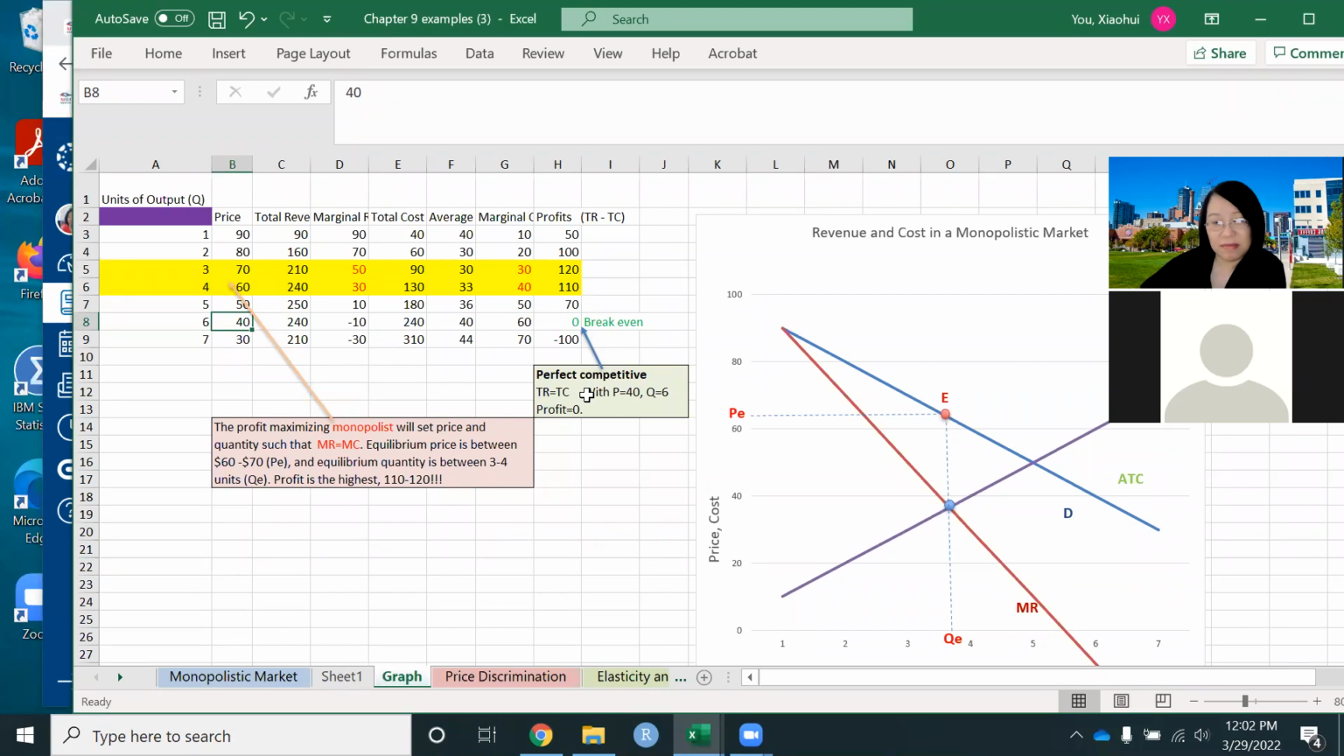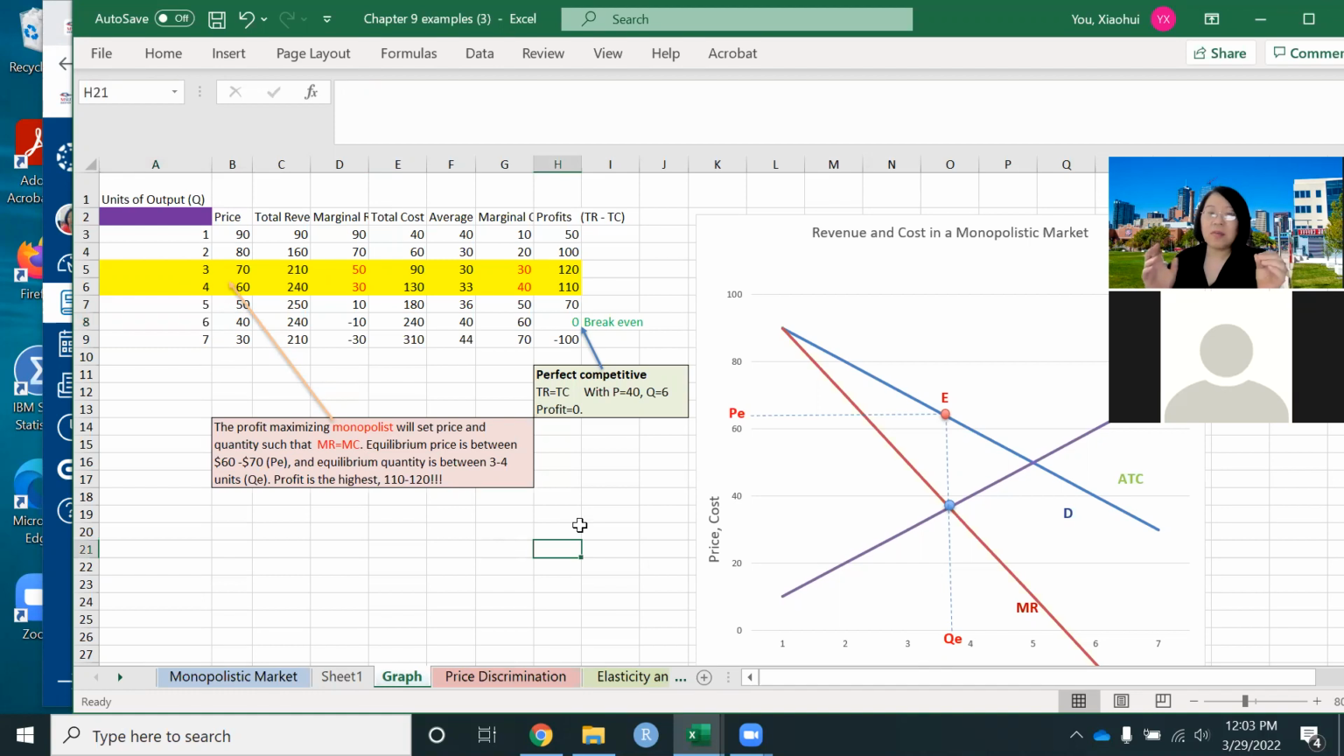Oh, I'm not sure. So we just finish this one. See, this is like 64, 60. Yeah, their price is higher, right? And then for the perfect competitive, they have the quantity 6. See, quantity 6. But for monopolistic, what's the quantity? How much do they produce? 3.7. Yeah, it's around 3 and 4, right?